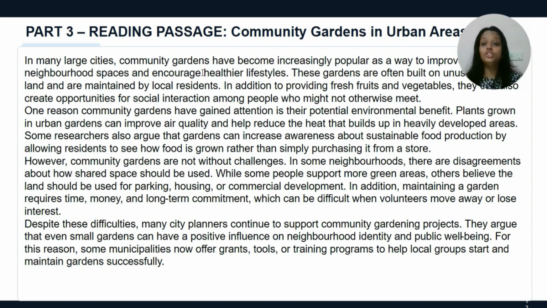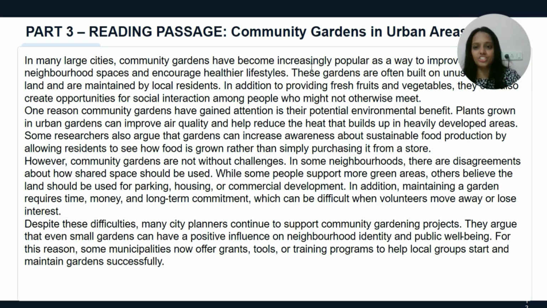Paragraph 1, it talks about the popularity and social benefit. Paragraph 2, it talks about environmental and educational benefits. Paragraph 3, challenges and disagreements. And paragraph 4, continued support from city planners and municipal help. Now, the passage already feels smaller, right? So, that is exactly the point I'm trying to tell.